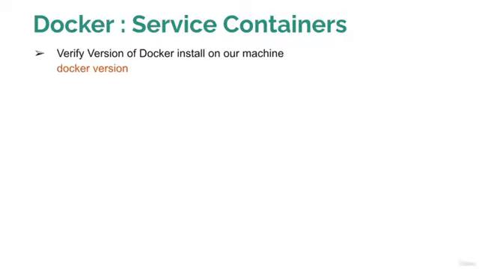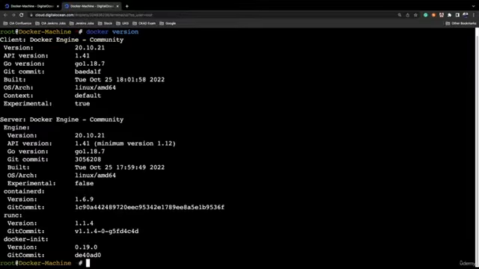Very first we will verify the version of Docker installed on our machine. As I told you, we will use the server side machine. Here I have opened my server side Docker machine, where we installed Docker. Let's check the version of Docker using the command docker version. Hit enter. Once you execute this command, you will get two kinds of output. Very first, we get the output of the client. Second, we get the output of the server.